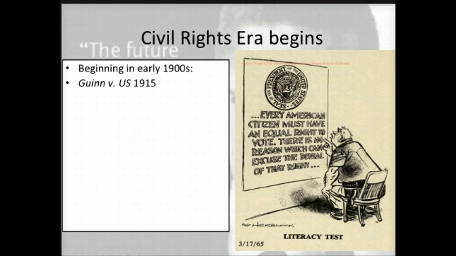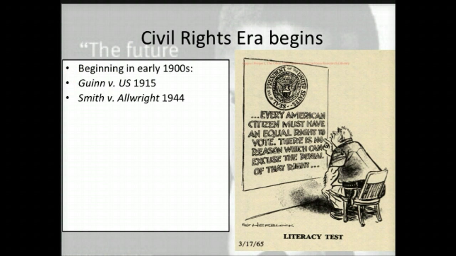In Guinn versus the U.S. in 1915, the Supreme Court decided that the grandfather clause was a violation of the 15th Amendment and 14th Amendment. So you see an end to the grandfather clause. I remember that because it's Guinn, grandfather, GG, right?